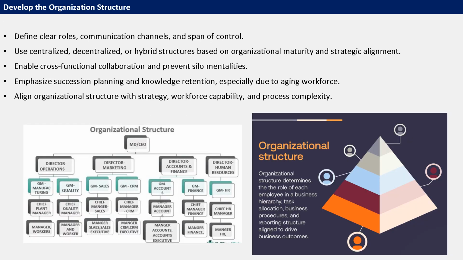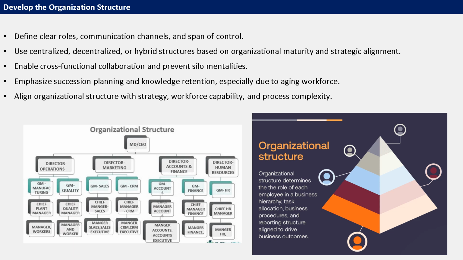Develop the organization structure. To ensure a maintenance and reliability (M&R) organization functions efficiently and strategically, it's essential to build a well-defined organizational structure that supports clear responsibilities, effective communication, and operational agility. Key concepts. Define clear roles and communication channels. Establish distinct job roles, responsibilities, and reporting lines. Clarify communication pathways to minimize confusion and enhance coordination across departments.